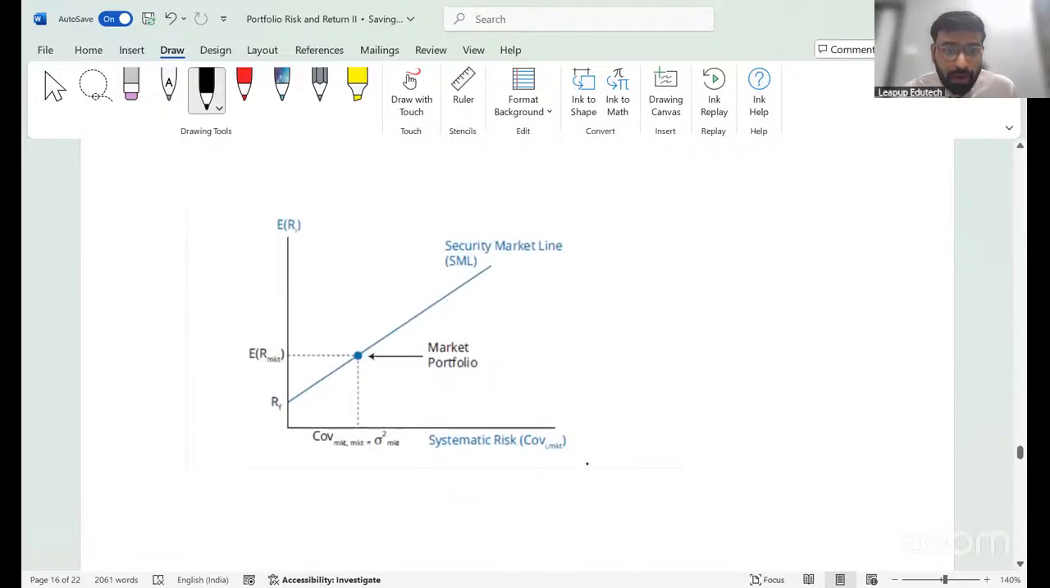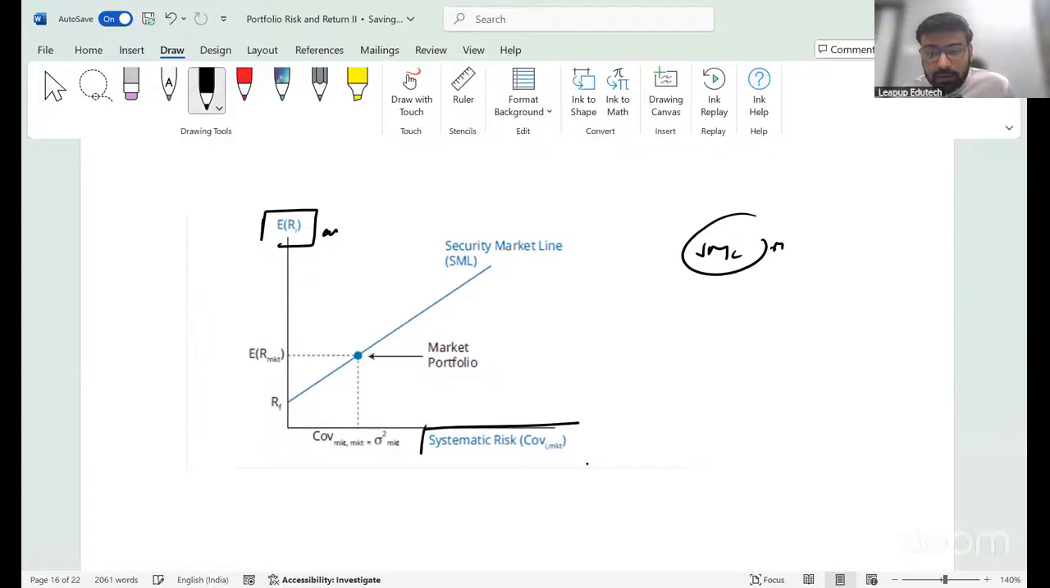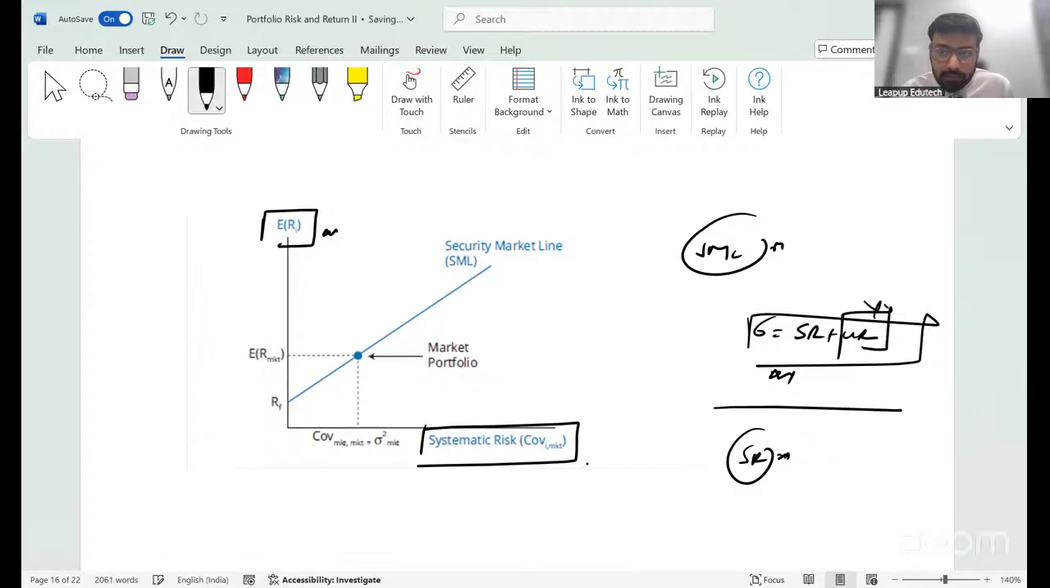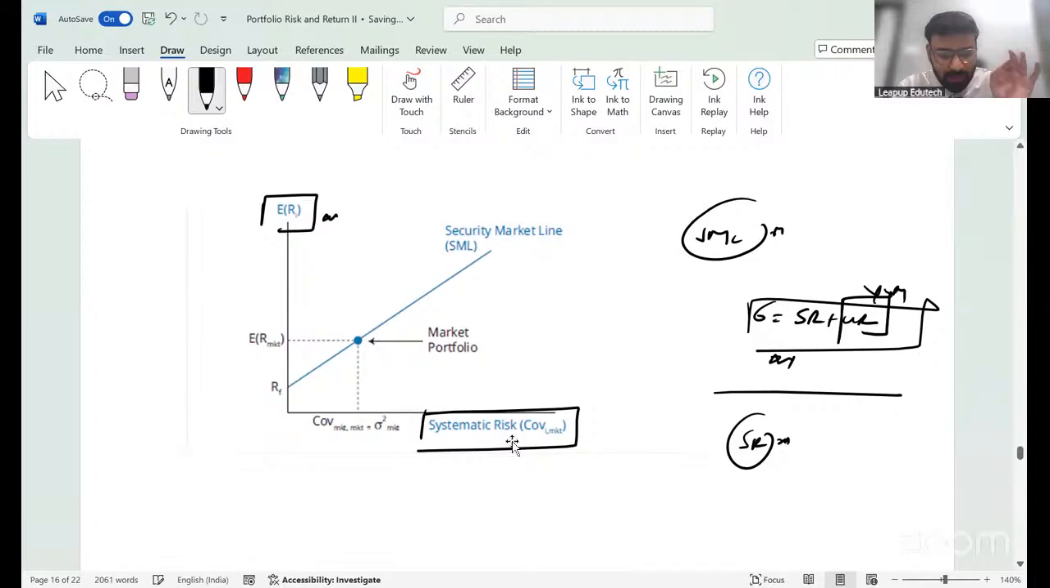As usual, on the y-axis, we will take expected return, but in the security market line, on the x-axis, we'll take systematic risk. Remember, guys, standard deviation is equal to what? Systematic risk plus unsystematic risk. Up until now, we were taking standard deviation completely. Now we will only and only take systematic risk. We will ignore unsystematic risk, and everything else remains the same.